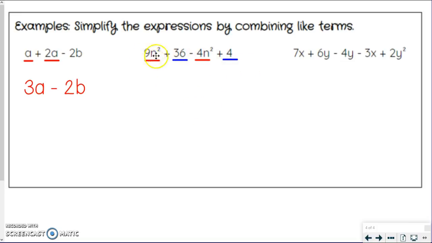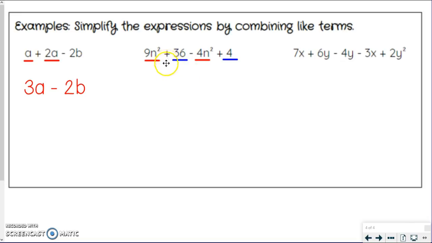So I have 9n squared. And when I look at this 4n squared, I need to look in front of it to see, well, what am I doing? Am I adding the 4n squared or am I subtracting them? And in this case, I'm subtracting them, so we end up with 5n squared. The n squared just stays the same. There's nothing going on there. We just focus on the coefficient part. And so I have 9 of the n squareds, take away 4 of the n squareds to be left with 5n squared.